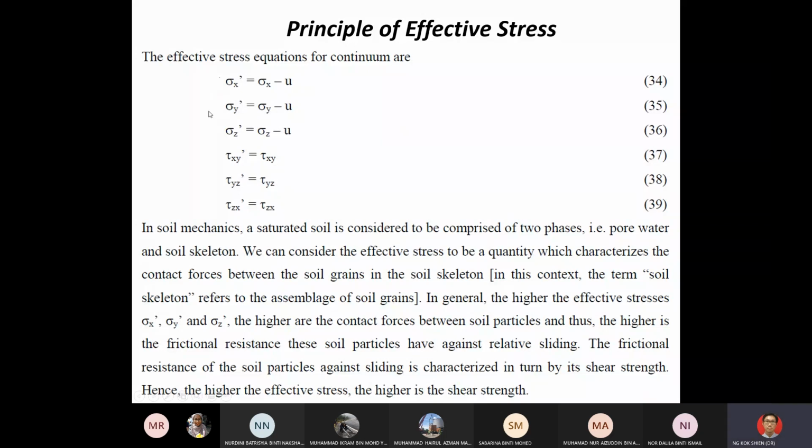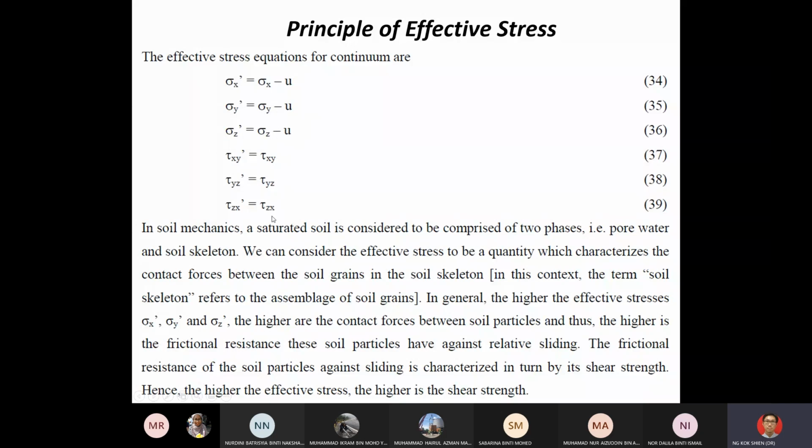No matter in what direction, it's all correct. So you can see here effective stress, even in the X or Y or Z directions, you just need to take the total stress minus pore water pressure. This is valid because the pore water pressure is hydrostatic pressure. Even if it is not hydrostatic, the pore water pressure itself is an all-round pressure. So the pressure in the X, Y, and Z directions is all the same for water, for pore pressure.